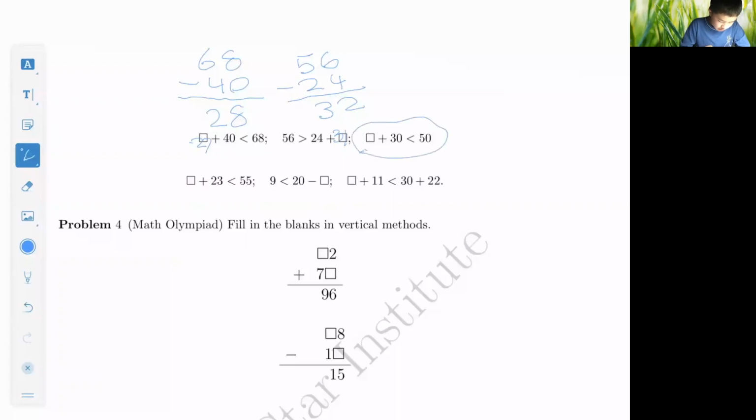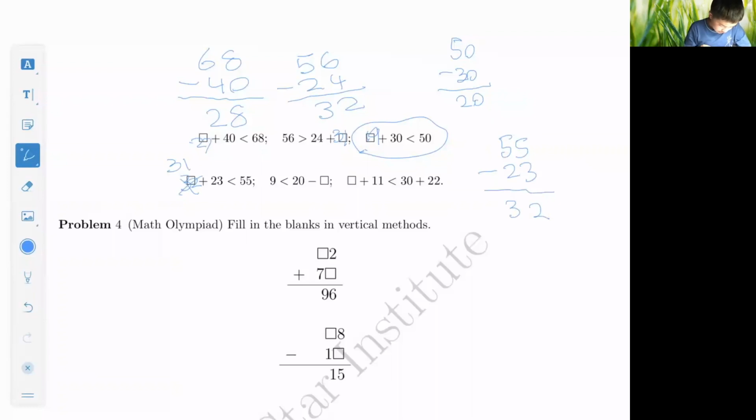For this question, 50 minus 30, 0 minus 0 equals 0. 5 minus 3 equals 2. The smaller whole number than 20 is 19. Next, 55 minus 23 on both sides. 5 minus 3 equals 2. 5 minus 2 equals 3. So this cannot be 32. It has to be 31 because 32 would make it equivalent.